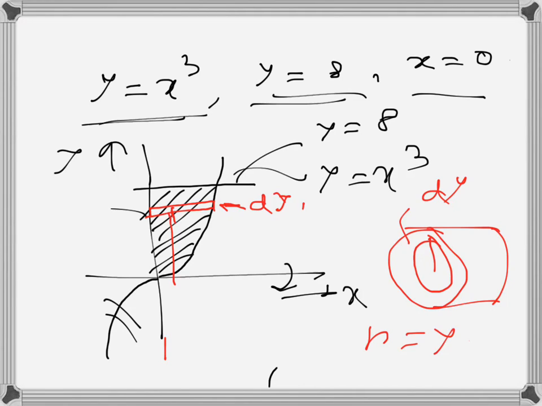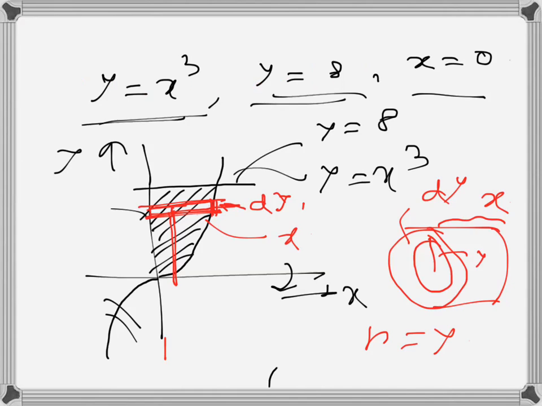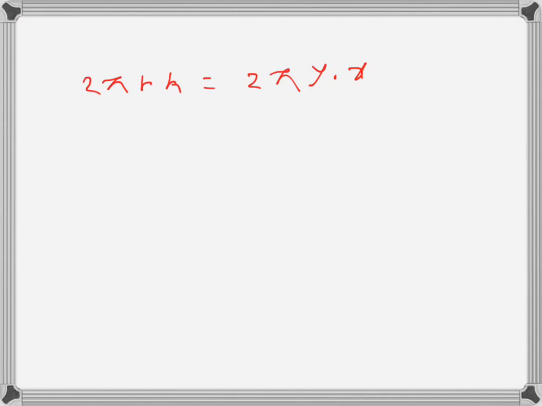So r is y here, whatever the value of y is, and the height here will of course be x. For the shell, the radius will be y and the height will be x. The surface area of the cylindrical shell will be 2 pi r h, so 2 pi y times x, and the thickness is dy, so the volume is multiplied by dy. That is the volume of one of the cylindrical shells.